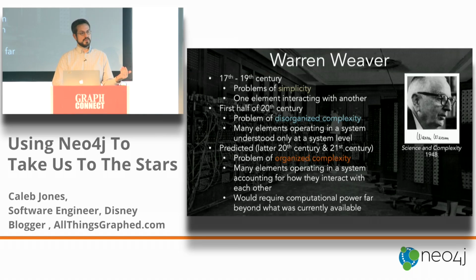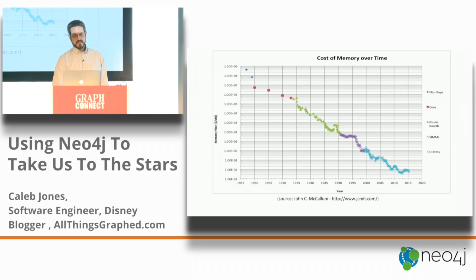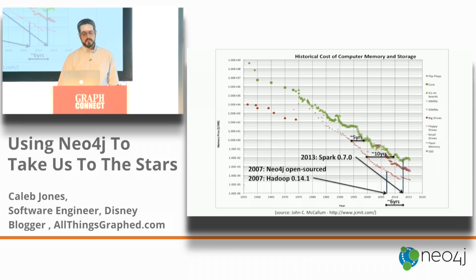I don't think we could do what Neo4j does without the level of computational power that we have. For example, disk drive cost over time. There's that mapped out there. Memory over time, and notice the axis here is logarithmic. Cost of computing and storage. So memory and storage kind of trail each other by about 5 to 10 years. And lo and behold, a lot of these projects have been birthed as a result of our hardware being liberated.